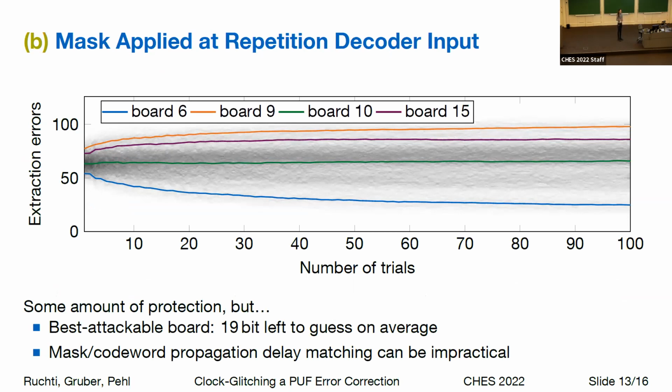On the other hand, there is still data to be extracted. On our best attackable board, we are left with 19 bits to guess on average after the attack. In a scenario where the attacker might choose the best attackable board, you might still consider this to be broken. Also, we see that the data dependency goes in different directions here, and that's exactly what happens when the timing difference goes in one and the other direction. So we see that the masking and codeword delay matching is basically too close to be practical for a design.